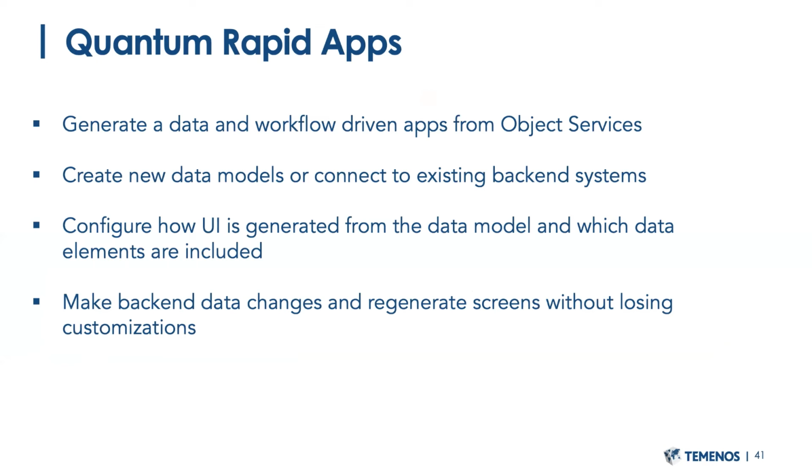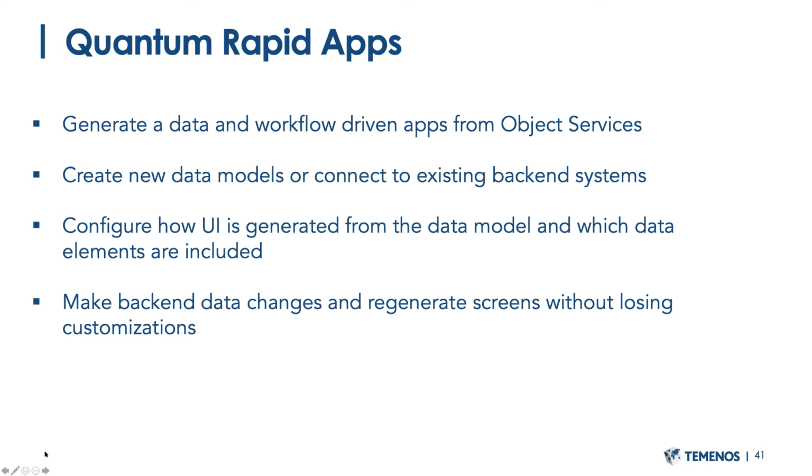You can create new data models, or you can use existing backend systems to generate these object services. And then once these are generated, you can configure how your UI is generated from these data models, by configuring the data model and configuring which data elements are included and which are not, and things like that. And then finally, you can also make these backend data changes and regenerate the UI without losing the customizations that you have done on the UI, right?